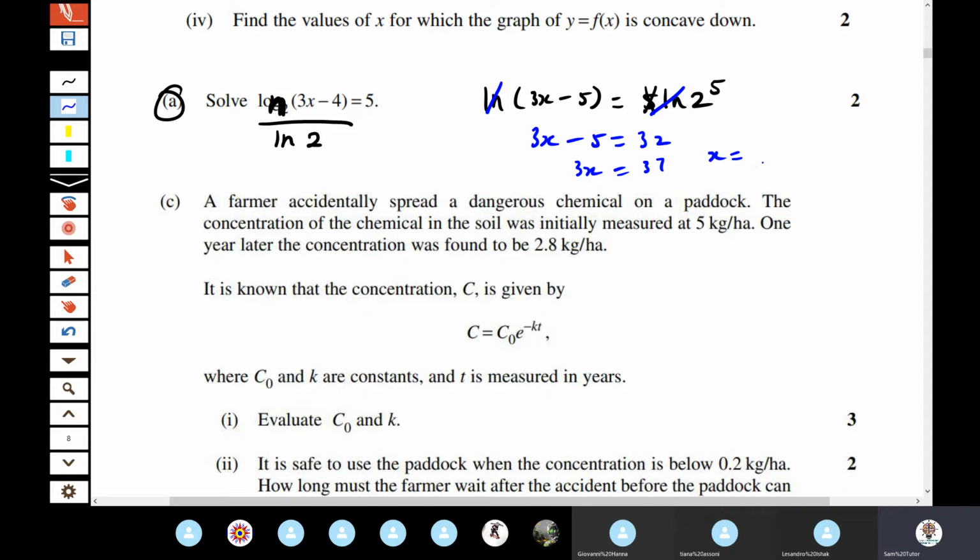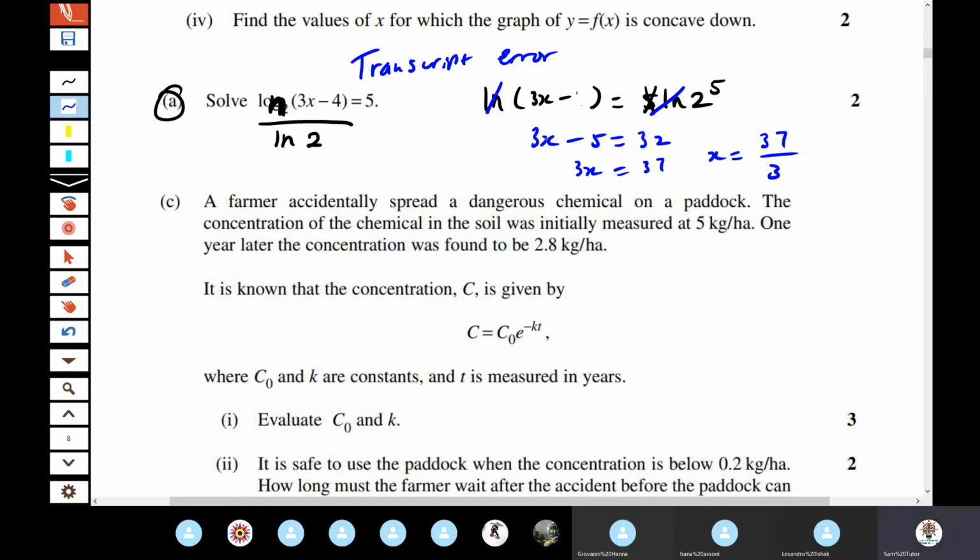37 on 3. Will I get 3x minus 5? Oh, that's because I don't know how to read. Just so you guys know, it's a good one to know. This is called a transcript error.